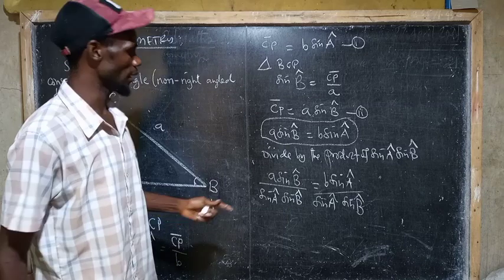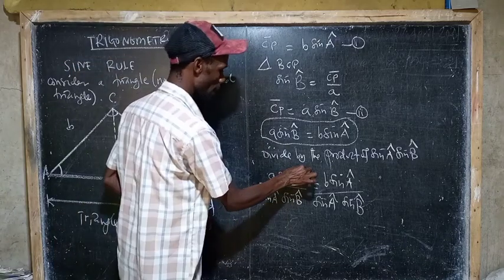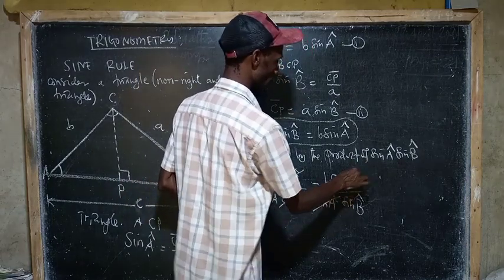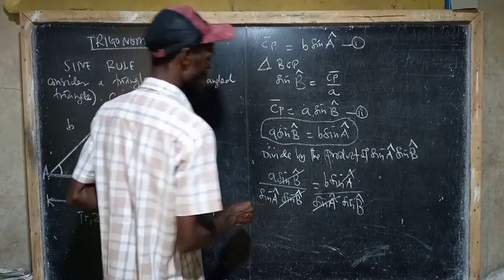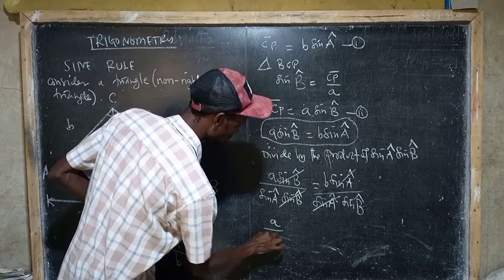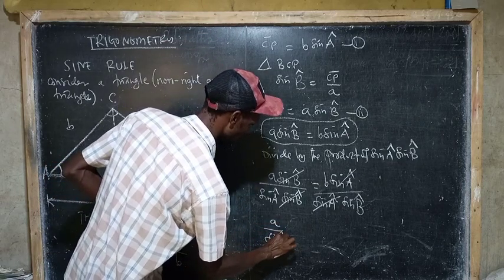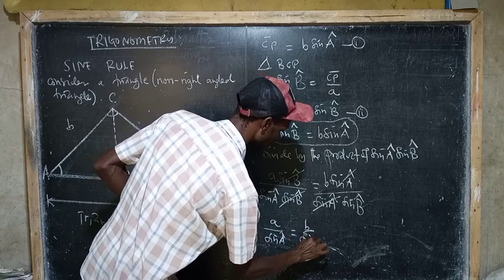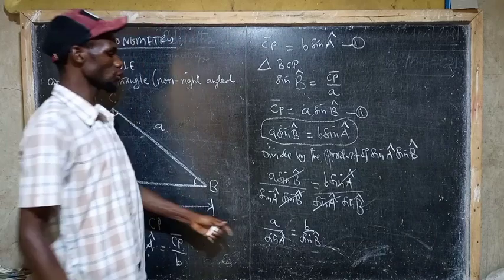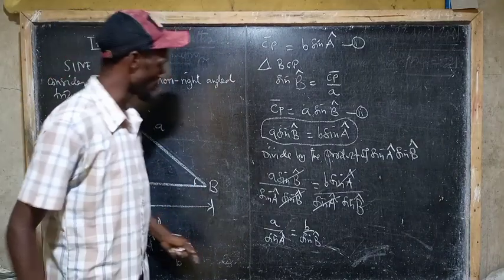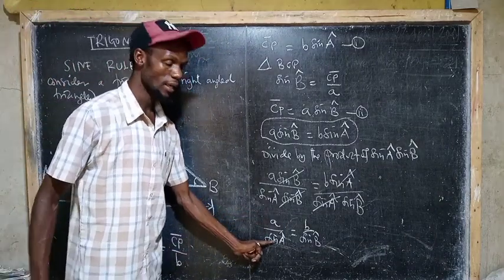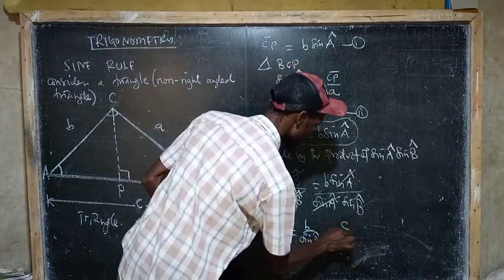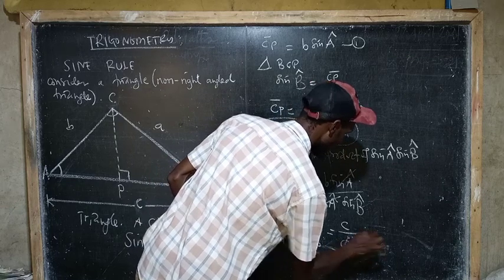Sasa mathematically hapa tutakuwa na like terms. Huyu hapa na huyu hapa ni like terms, halafu huyu hapa na huyu hapa ni like terms. Maana yake sasa tutabakiwa na A over sine of angle A is equal now to B over sine of angle B. Kwa hiyo hii ndo sine rule, ambayo maana yake ni kwamba A over sin A is equal now to B over sin B is equal now to C over sin angle C.